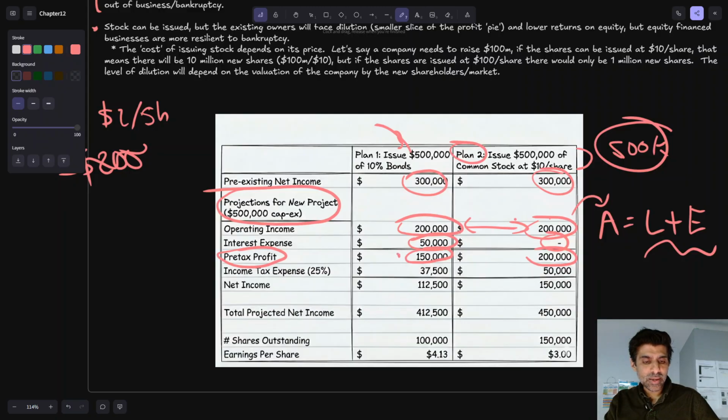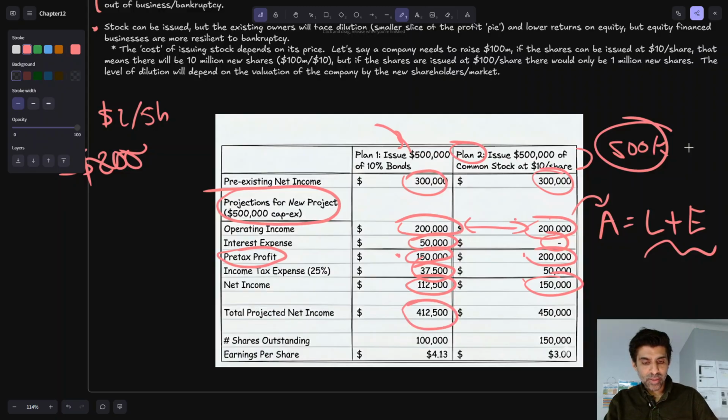Your income tax is going to be based on this pre-tax profit. So you can see that you have slightly lower income tax expense with the bond because the interest is tax deductible. And so this lower profit is going to result in a lower tax bill. But you can still see it's not enough to offset. You're still making more net income with the issuance of stock by gross dollars. So again, your first order thinking brain would be like, well, I'm making more dollars if I just issue the shares. But that's not the full story.